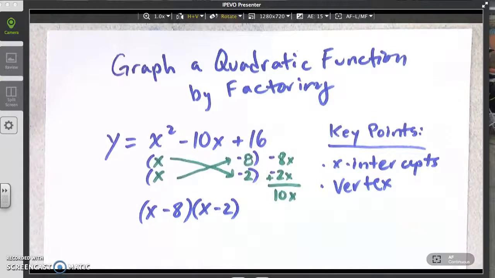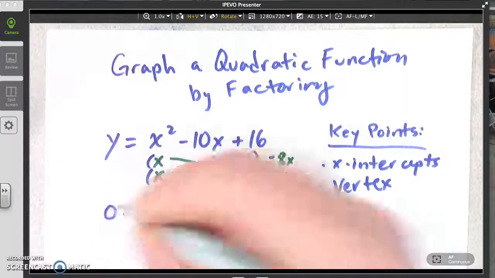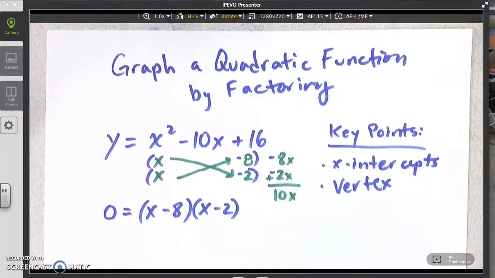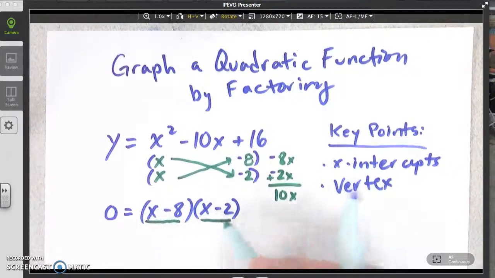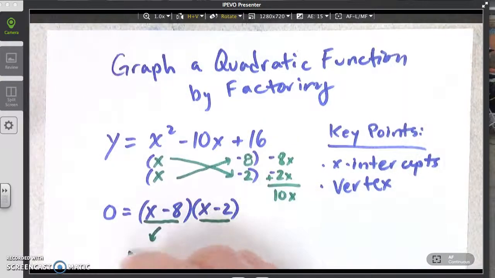Now, what we're going to do, as mentioned, is we're looking for the intercepts. The x-intercepts occur on the x-axis, and anywhere on the x-axis, your y value is 0. So we're going to set that equal to 0. The reason this works is the only way a multiplication can give you a 0, one of these factors must be 0. Or both of them could be 0, in which case, we're looking for any number that would make this a 0.